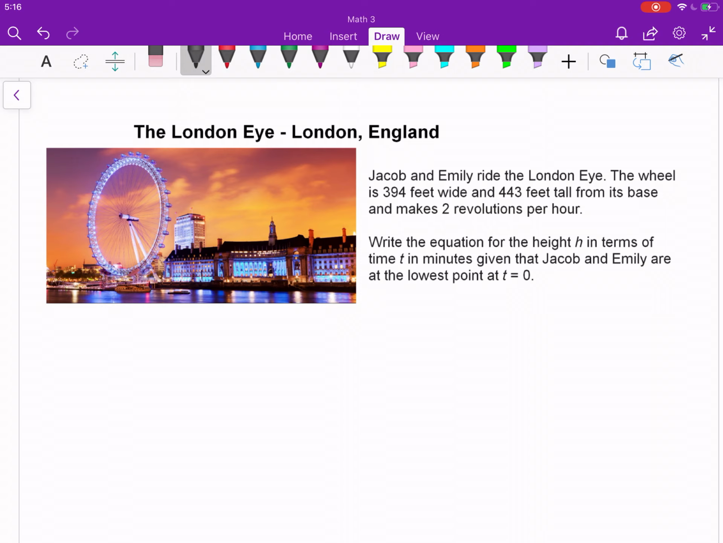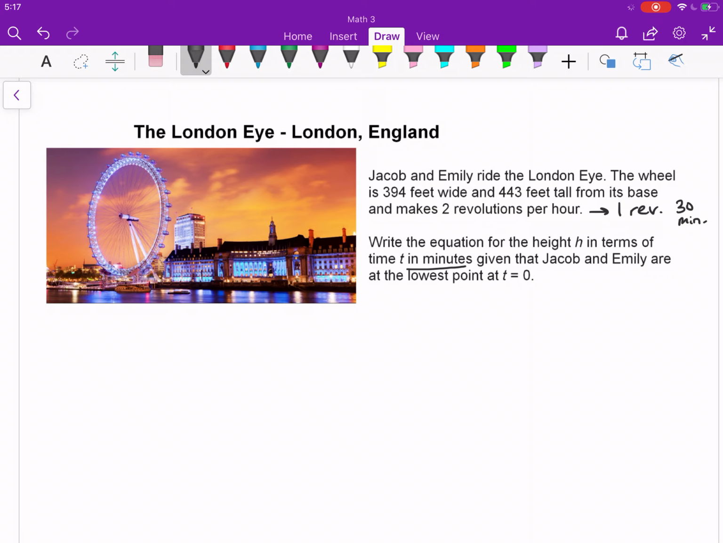So we got the London Eye here. So Jacob and Emily ride the London Eye together, which is precious. The wheel of this eye is 394 feet wide, and the whole structure is 443 feet tall from its base. So from the very bottom. When I say base, we're talking about the ground. And it makes 2 revolutions per hour. I do want to make note right here, because later on we're going to have t in minutes. Let's go ahead and note that 1 revolution is going to be 30 minutes. That'll be important.